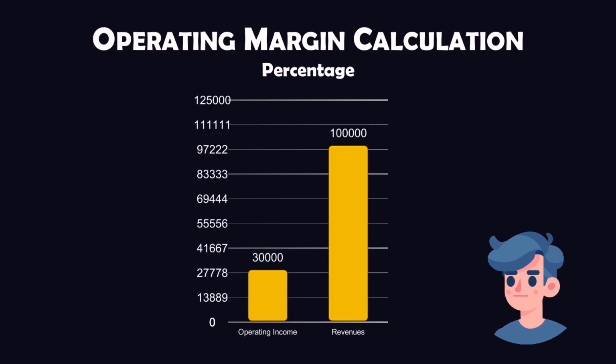In our example, it would be $30,000/$100,000 * 100 equals 30%. This reflects the company's efficiency in managing its core business operations.